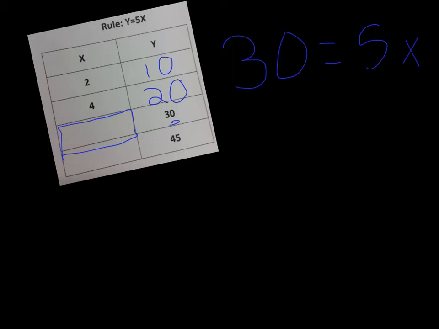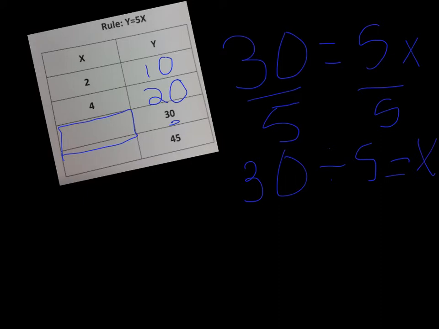So I know that anytime that 5 or any number is next to a variable, that means I'm multiplying. So in order to get x by itself, I need to divide. So I'm going to divide by 5 on both sides. So I'm left with 30 divided by 5 equals x. Well, I know that 30 divided by 5 is 6. So 6 is equal to x. And I'm going to go over here and plug that into my chart. And I know that my answer is correct, because if I were to plug both of those numbers back into the equation, I would get the right answer.